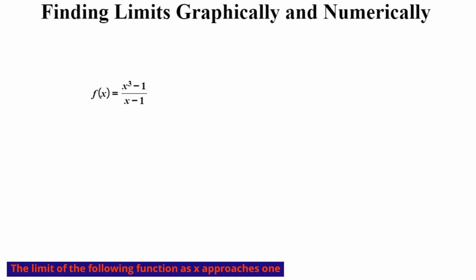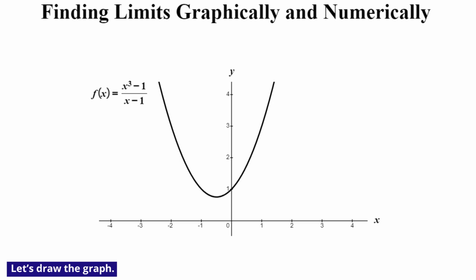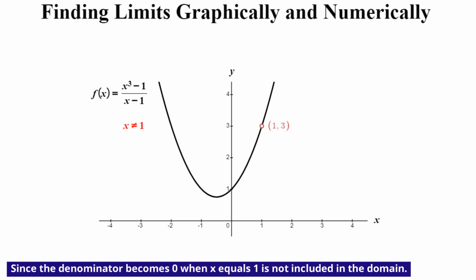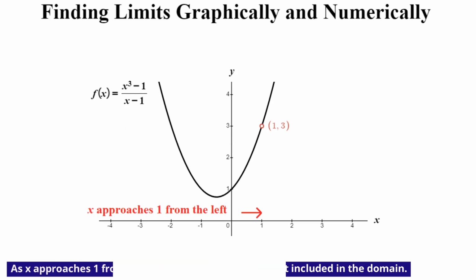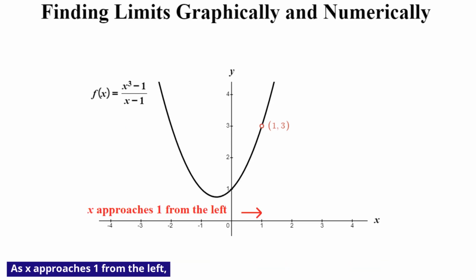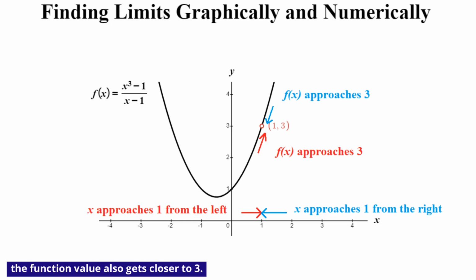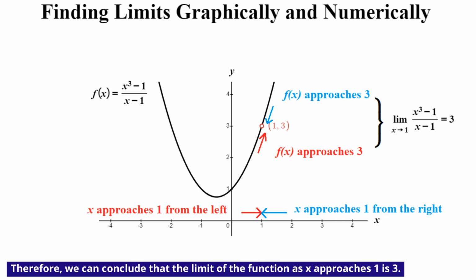Find the limit of the following function as x approaches 1. Let's draw the graph. Since the denominator becomes 0 when x equals 1, x equals 1 is not included in the domain. As x approaches 1 from the left, the function value gets closer to 3. As x approaches 1 from the right, the function value also gets closer to 3. Therefore, we can conclude that the limit of the function as x approaches 1 is 3.